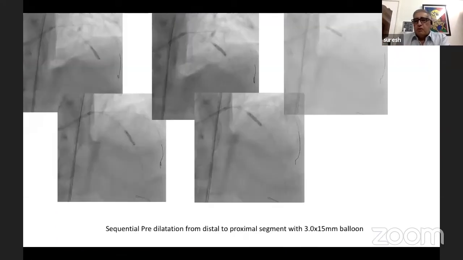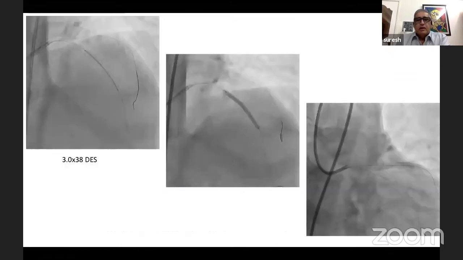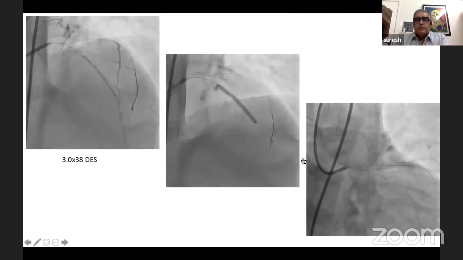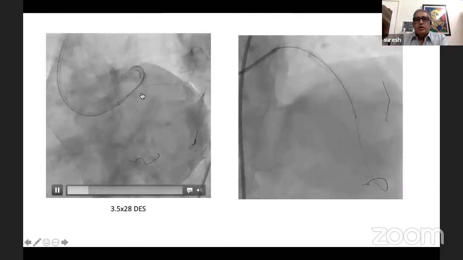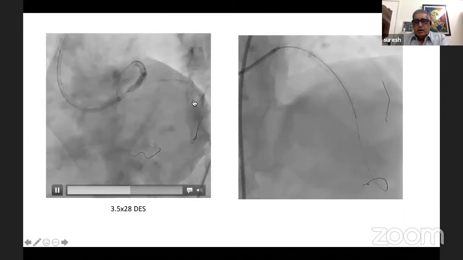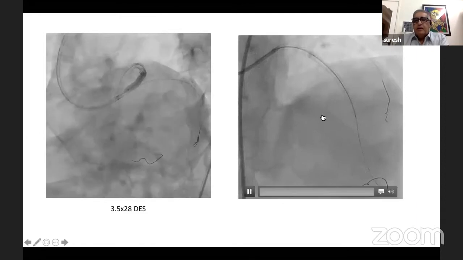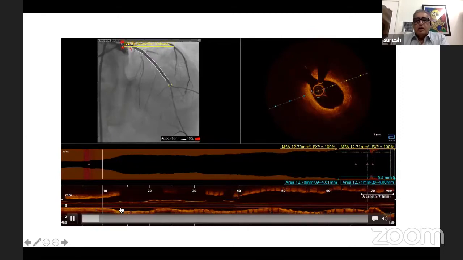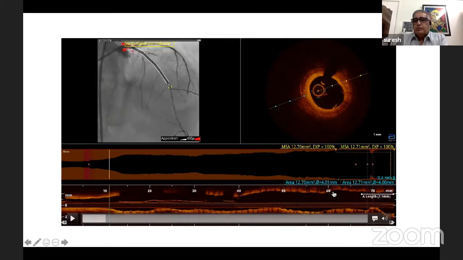Balloon dilatation of all the areas, then a 3x38 from here, you can see that balloon deployed, and then a 3.5x28 Ultimaster all the way to the ostium of the left main, and OCT run again. This is the OCT run around here. You can see that nicely in the longitudinal view. Nice apposition of the stent all the way through to the left main. Sorry, it's not playing. Yeah, here we go.